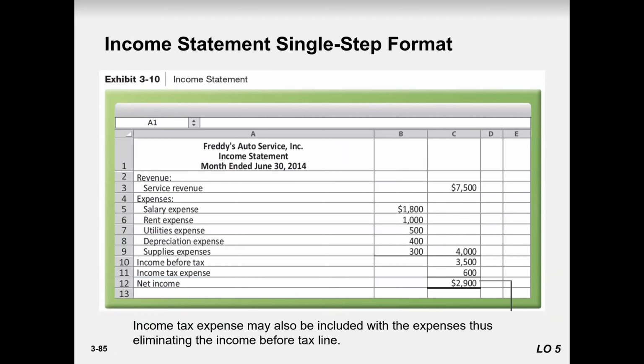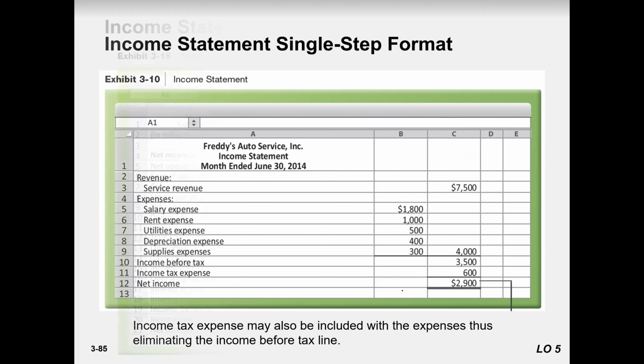So single step income, sorry about that. Single statement, single format income statement is revenue minus all expenses. You have net income. All right. So under revenue category, you write down the revenue here. Under expense category, you write down all the expenses, you add them, you write down here. So all these 1800 plus 1000 plus 500 plus 400 plus 300 is equal to 4000. You write it down here. And then less taxes, you have the net income.